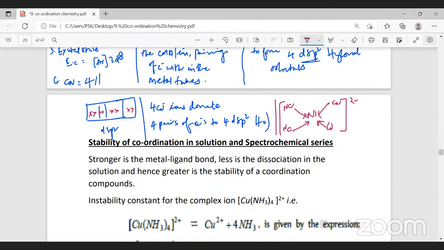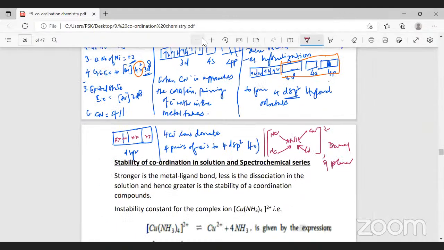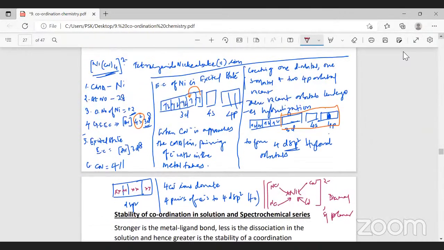Now, what is the magnetic property of this? See, nowhere we have unpaired electrons. Since nowhere we have unpaired electrons, it will be diamagnetic. And what will be the structure? It will be square planar. Did you follow this? Yes, sir. Go through this quickly. One more we are going to learn, and then we'll go to the next part of the topic.